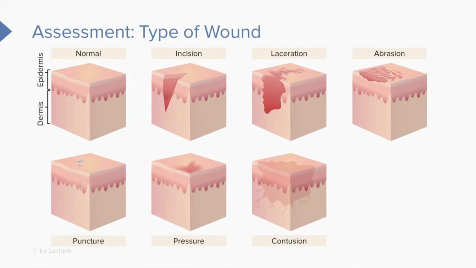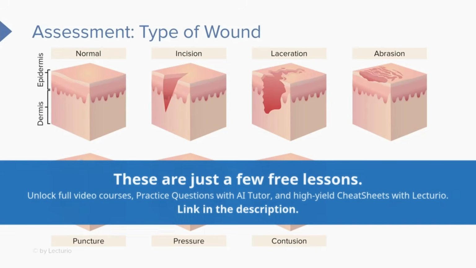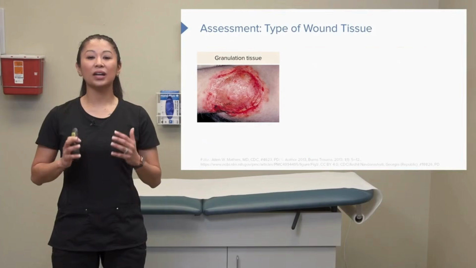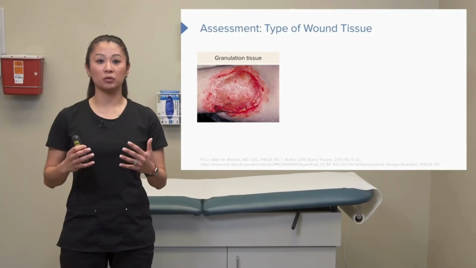Now, the next 2 wounds are a little bit different. This is called a contusion, and usually the skin is intact. Think of this more like a bruise. And lastly, when we're talking about types of wounds, you may hear the word hematoma. What this means is a pocket of blood, for example, caused by some sort of bleeding or some sort of trauma. Now let's take a look at different types of wound tissue.